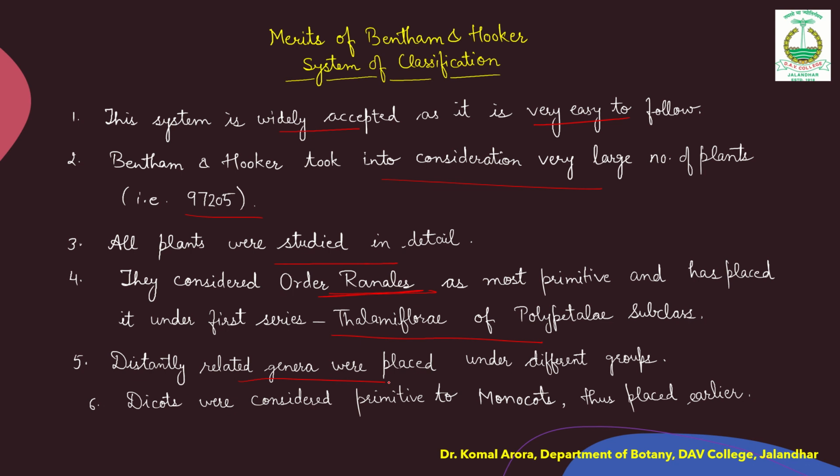Then distantly related genera were placed under different groups. And the closely related were placed under the same group. Dicots were placed earlier to monocots, since we consider dicots primitive to monocots. So these are the merits of the system.